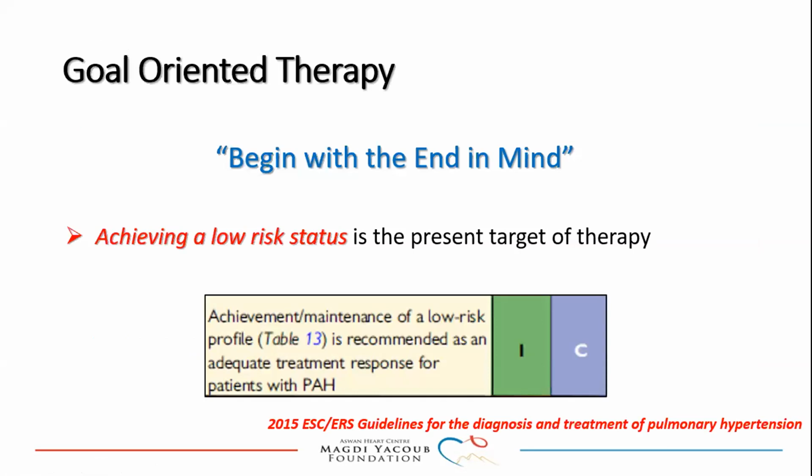Actually, whenever starting treatment for a PAH patient, we should always keep in mind that achieving a low risk status for our patients is the main target of the therapy, helping them to have a better functional and exercise capacity and a lower mortality risk.